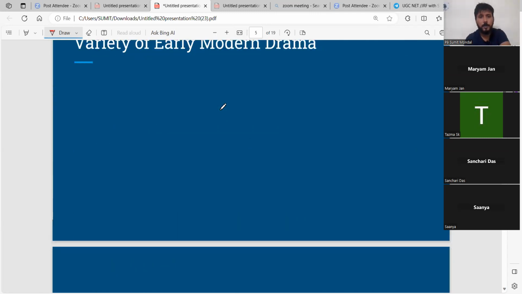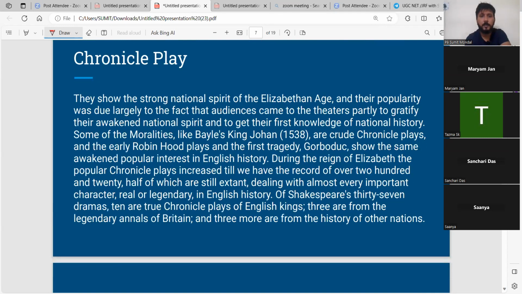So now we'll be looking at the various types of early modern play. One very important type I have been talking about is the chronicle play, because there was a development of national spirit. The Elizabethan period is not only a period of unification. You can find the restoration later in the 17th century, but it is not a period of unification.